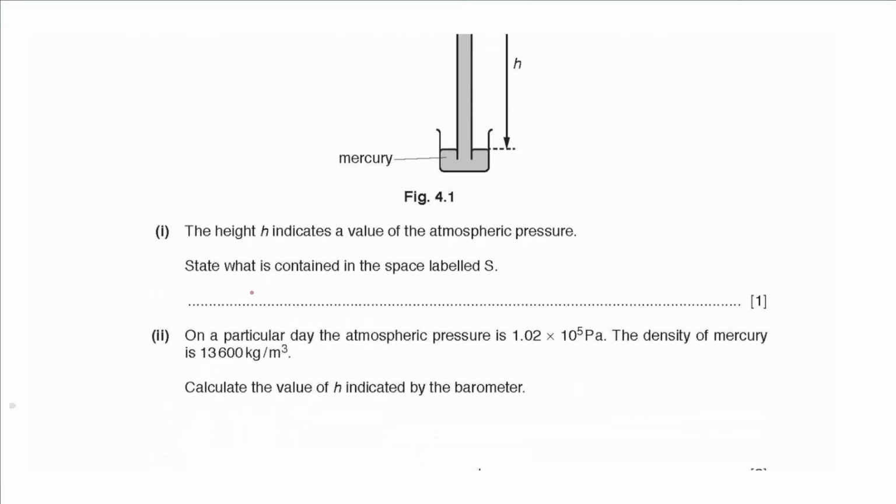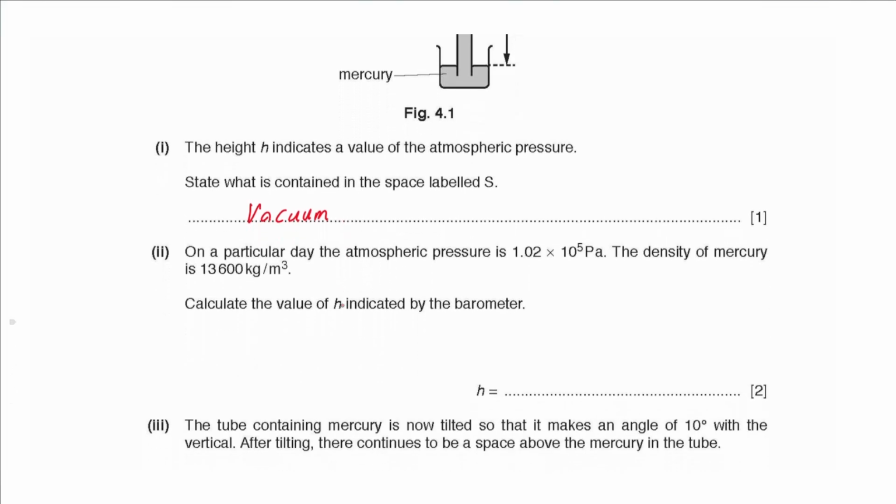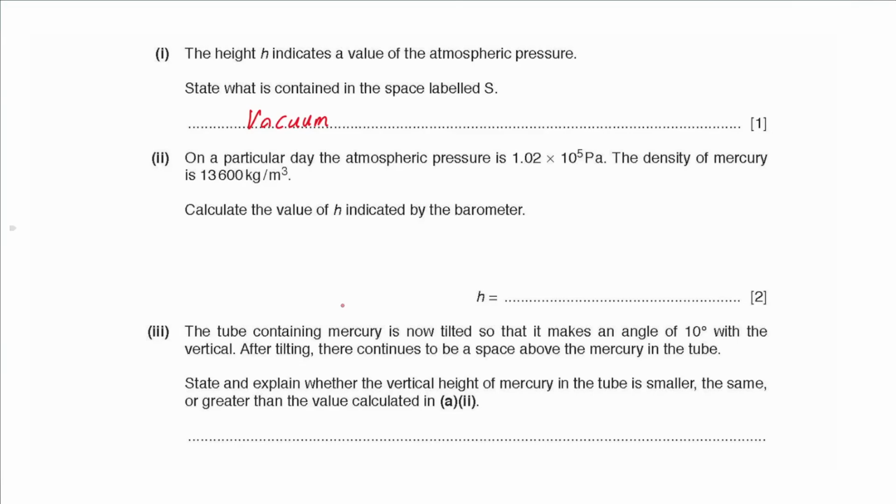That would be nothing, or we can say that it is a vacuum or no molecules. Part ii says on a particular day the atmospheric pressure is 1.02 times 10 to the power of 5 Pascal. The density of the mercury is 13,600 kilograms per meter cubed. Calculate the value for h indicated by the barometer.